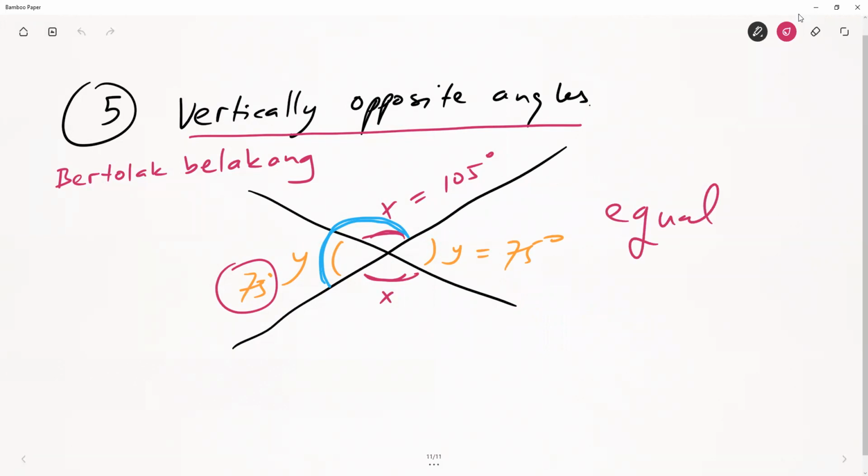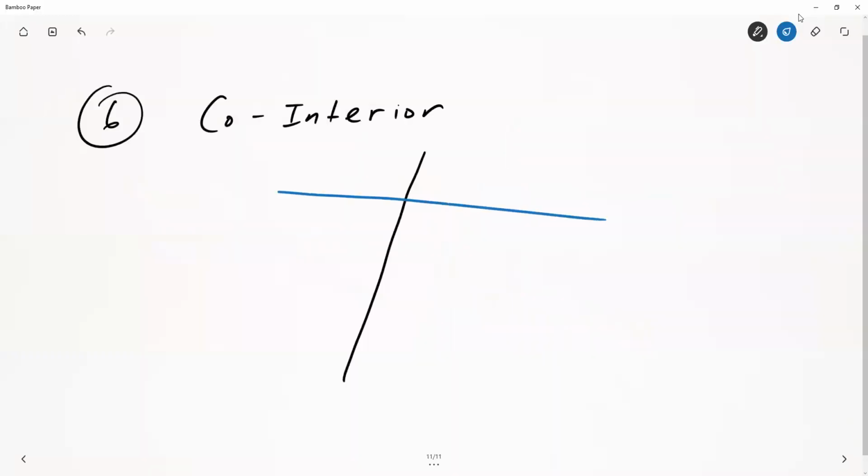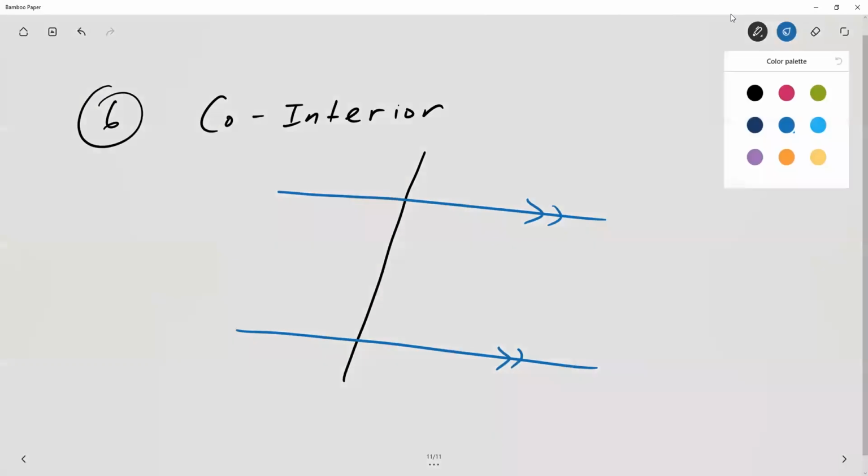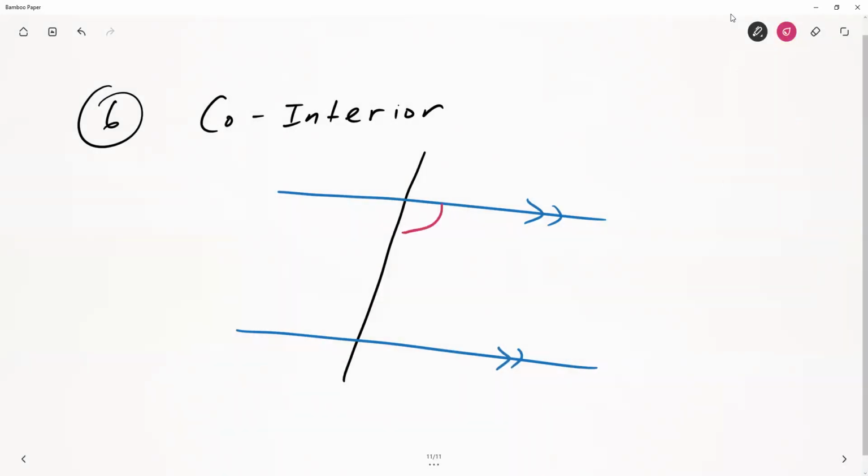Now I will come to the very last one, which is number 6, and we call it co-interior. What happened is like this. So if you have a straight line and then you cut this straight line by two parallel lines, we have now this angle and this angle, and they are co-interior one another. So if you imagine here, they make letter C, co-interior.